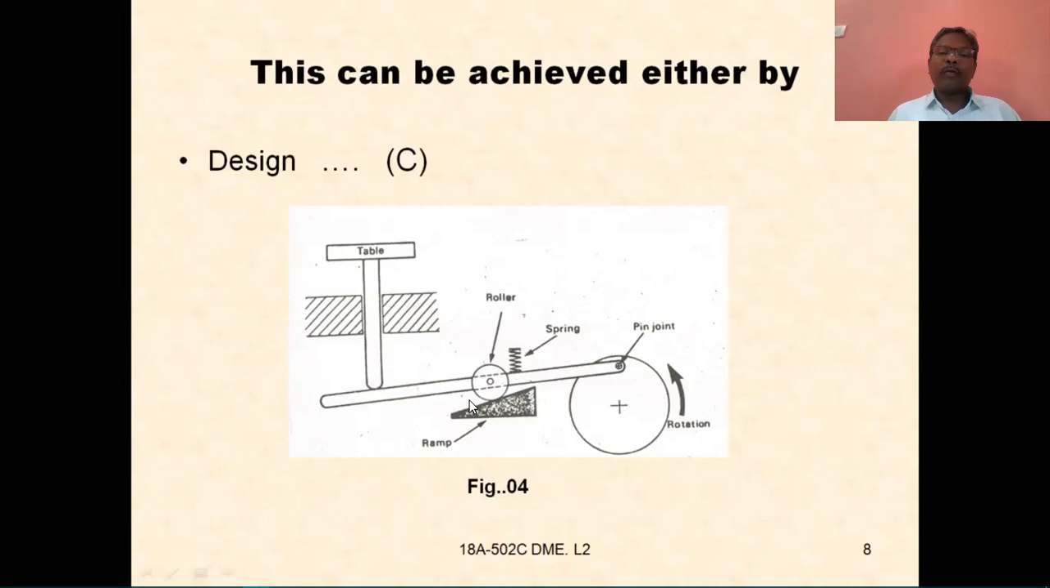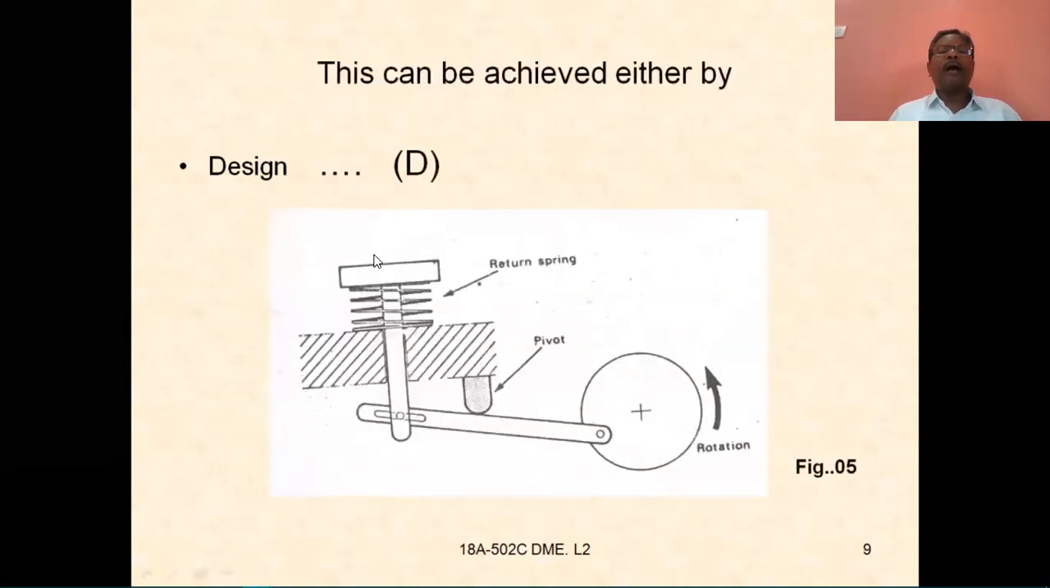This roller will move up and down due to the horizontal reciprocating motion of this ram. The ram will move horizontally from here to here, that means it reciprocates. Due to this, the roller will rotate and this arm will oscillate in this direction. So due to the rotation of this and the reciprocating motion of this, this will move in this direction, and the table will move up and down. That means we have vertical reciprocating motion.